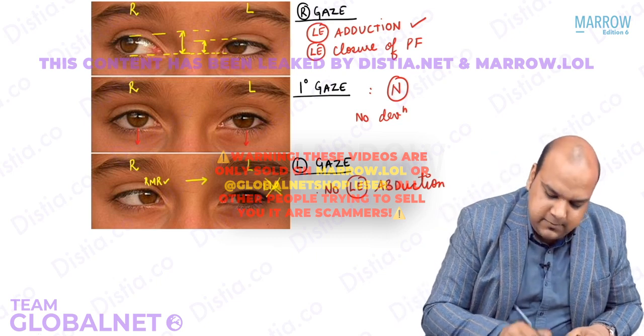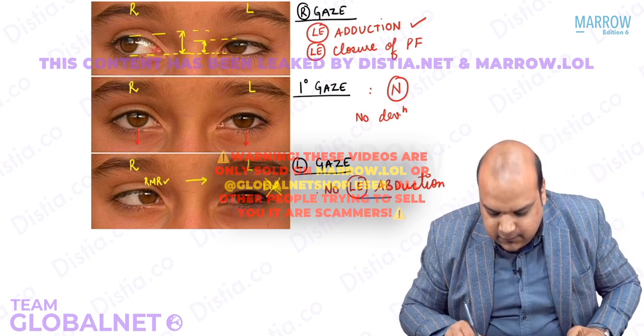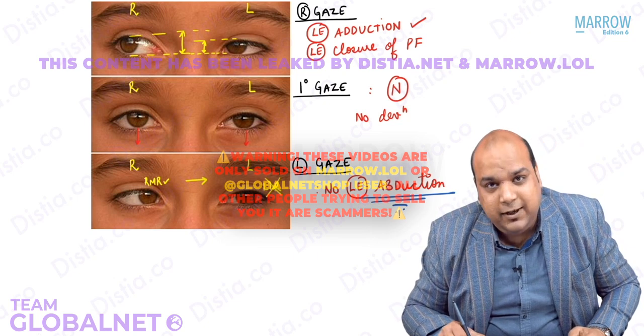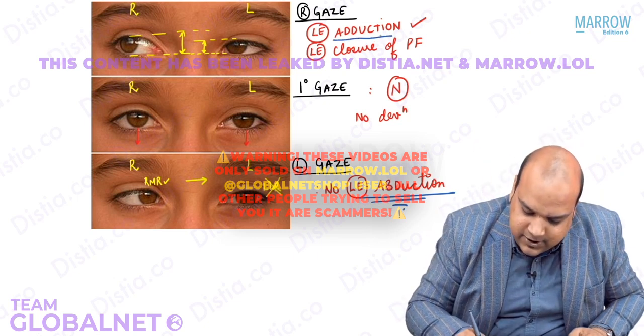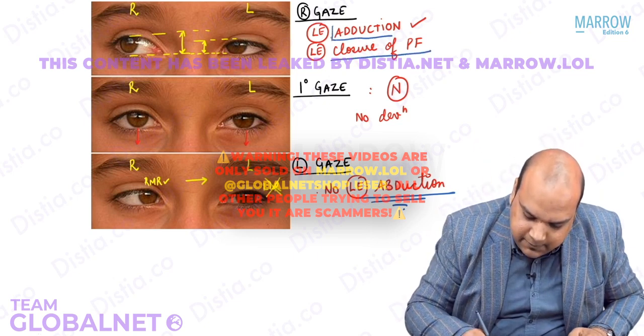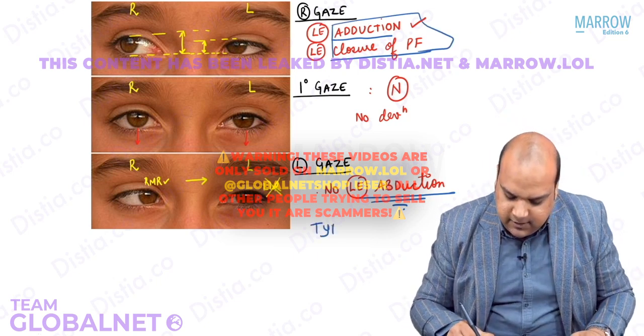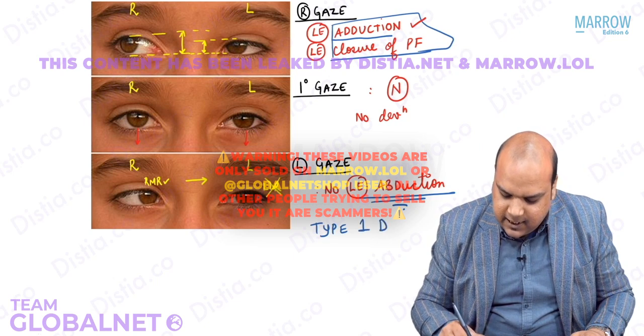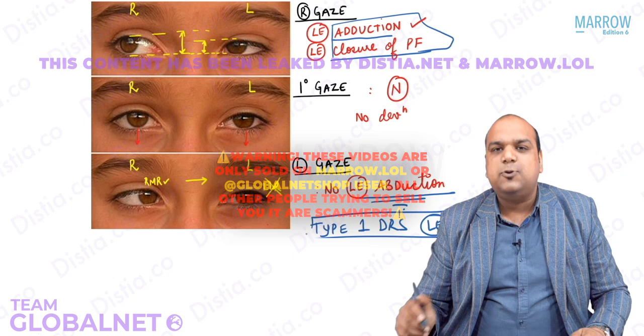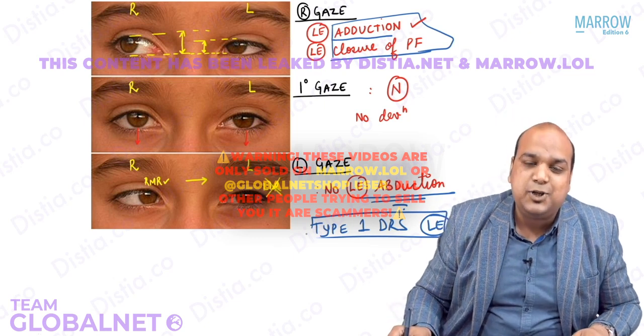So what does the question become now, everybody? There is limitation of left eye abduction. Okay? And on adduction, there is closure of palpebral fissure. So this becomes a case of type 1 DRS of the left eye. I hope there is no confusion in this simple topic, that is Duane's retraction syndrome.